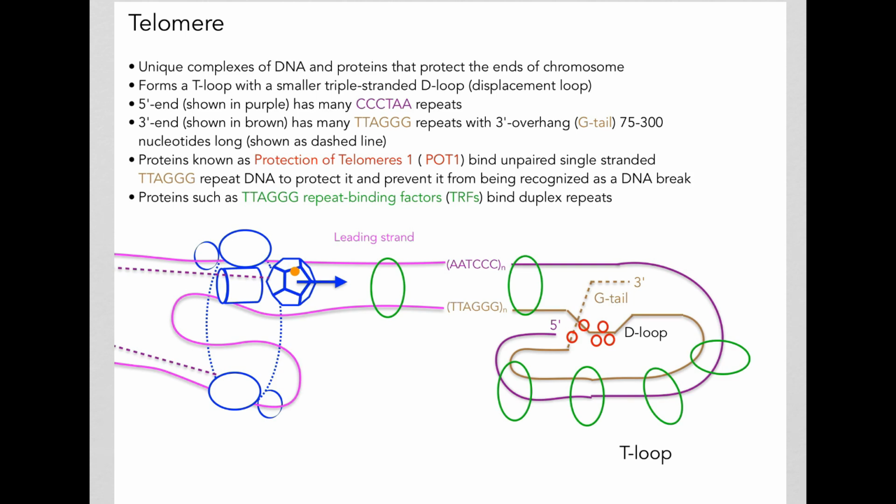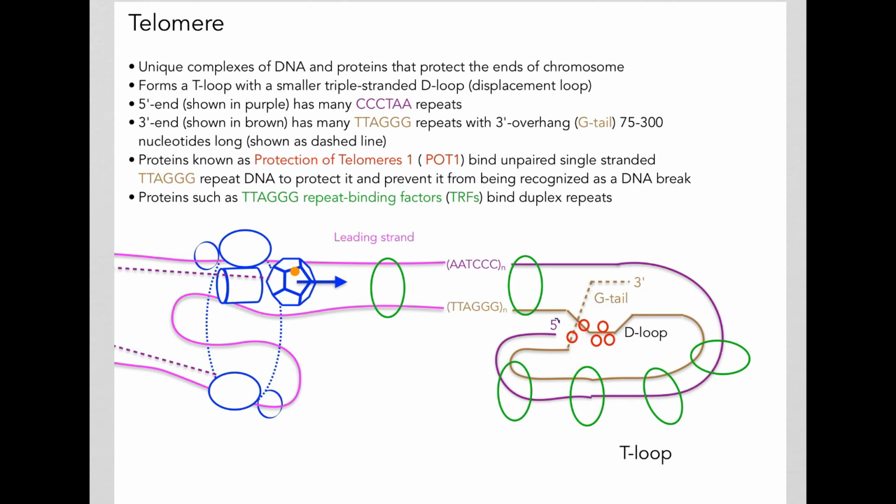The telomere has a T loop, which is basically a telomere loop, and you can see the T loop here. And then there's a smaller triple-stranded D loop, or displacement loop. You can see one strand here, another strand here, and then another strand here, forming what is called a displacement loop, or D loop.